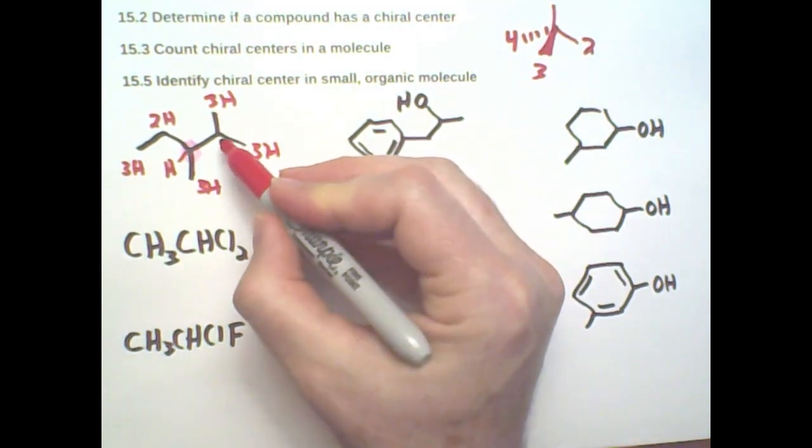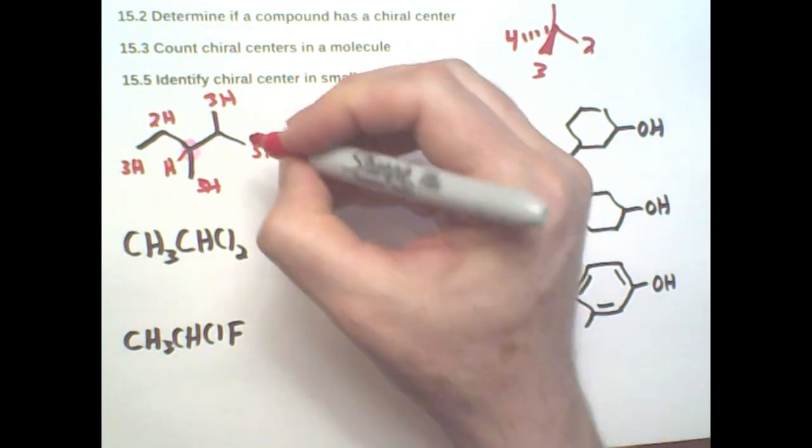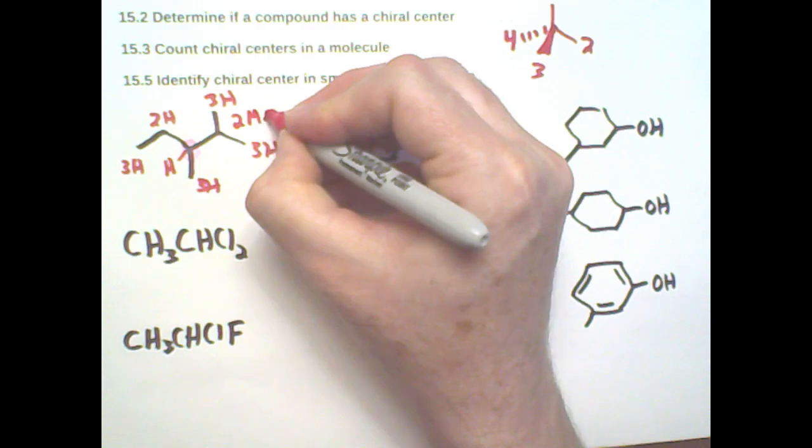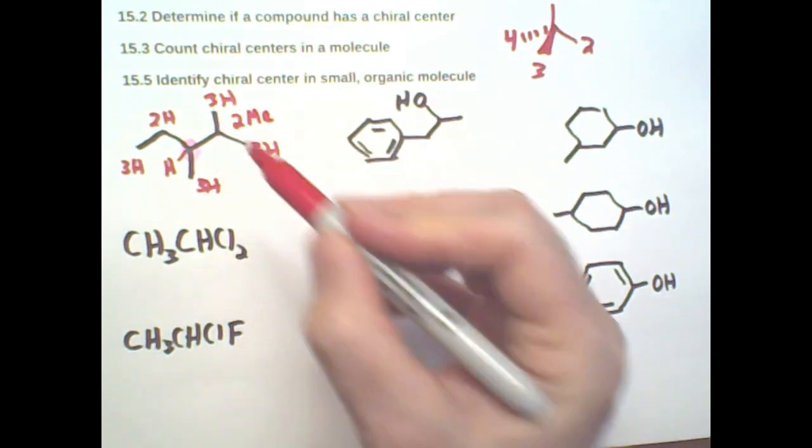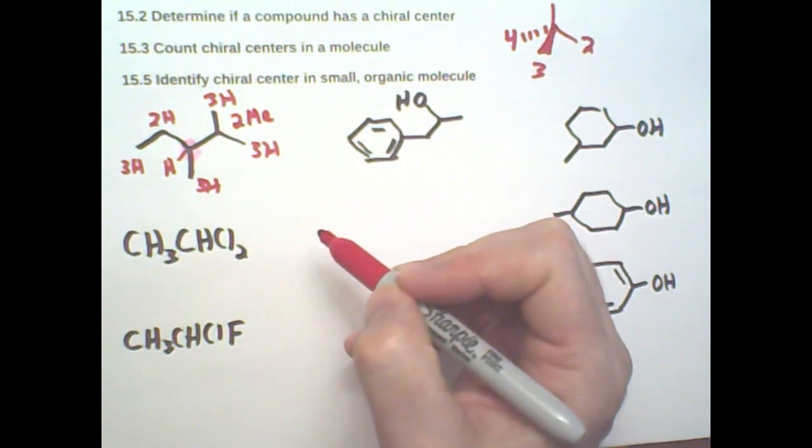Let's look at this one. It has 2 methyl groups. So it is not chiral because those 2 are the same.